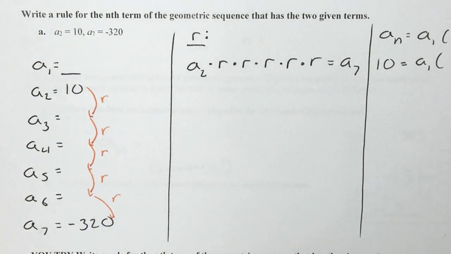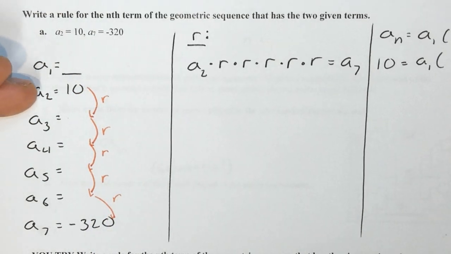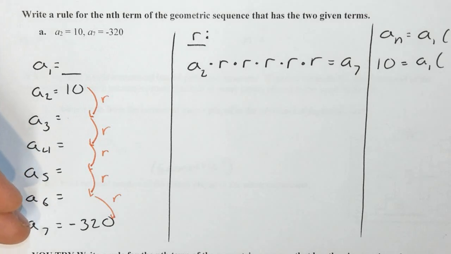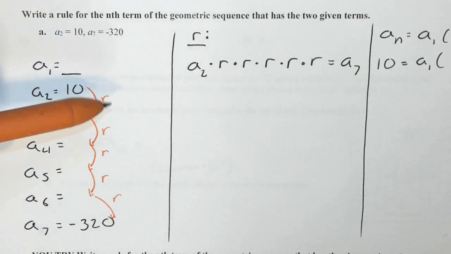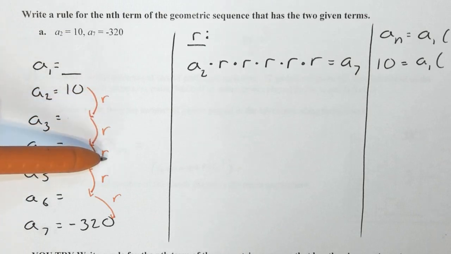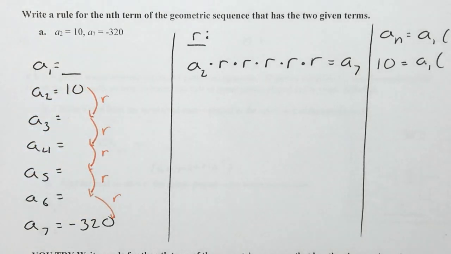So let's talk about something. If we wanted to start here at the second term, how many ratios would you have to use to get down to the seventh term? Now I've drawn it out right here so you can actually count them. 1, 2, 3, 4, 5. 5 ratios would get you from the second term to the seventh term. I want you to notice that that 5 ratios is also the same as 7 take away 2. So that is another way you can get that number of ratios.